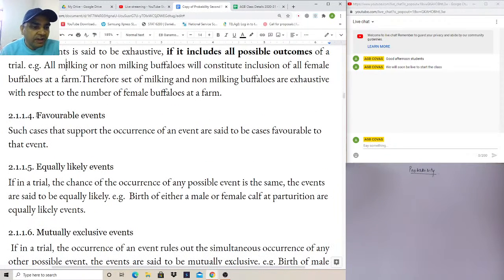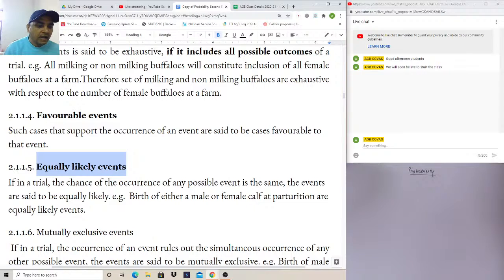Now, what is a favorable event? Cases that support the occurrence of an event are said to be favorable to that event. So, if you give a statement and an event is occurring and it is supporting your statement, then that event is known to be favorable. Now, what are equally likely events?